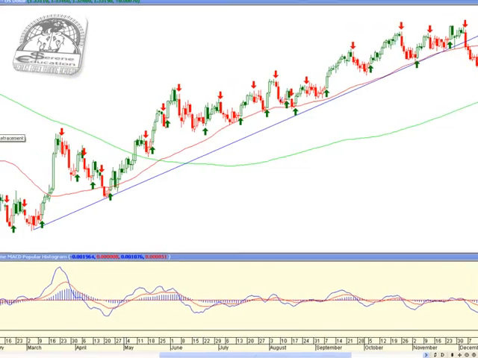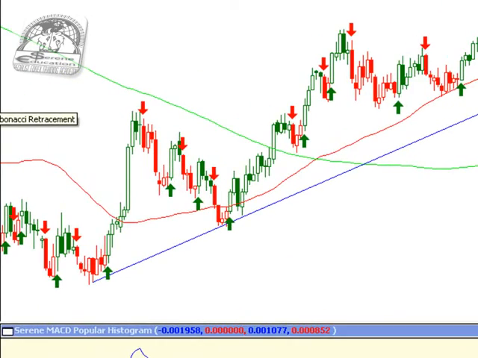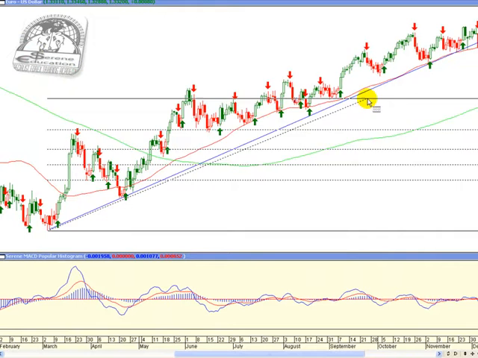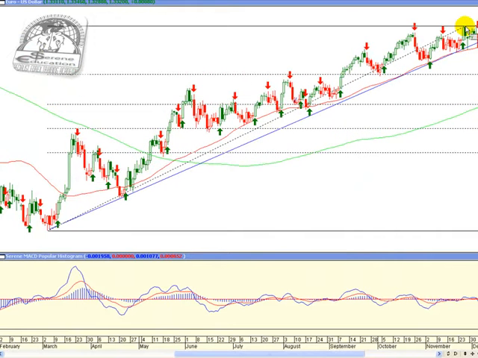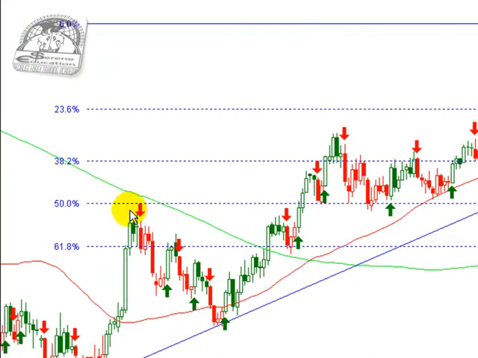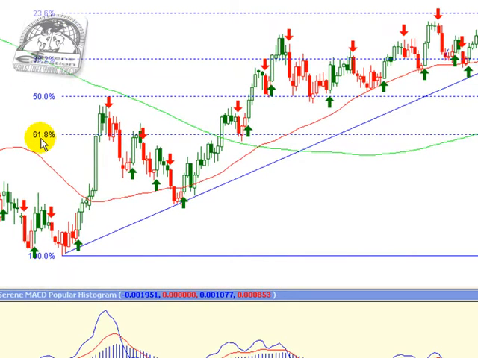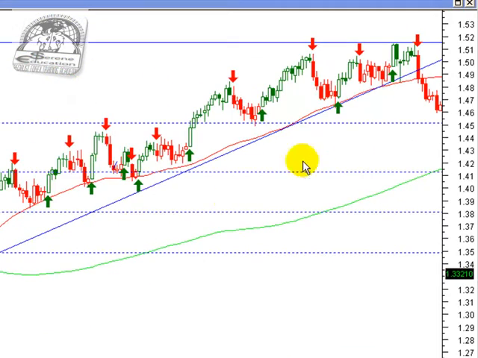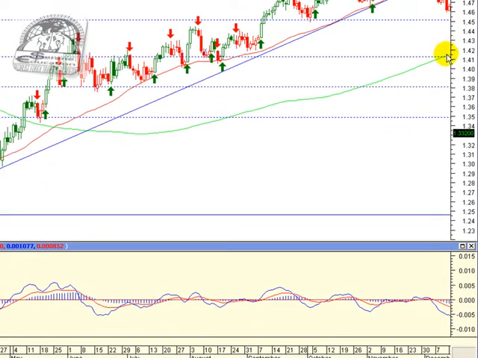So if we come across over here and we click on Fibonacci Retracement, we take it from the low point up to the high point and let it go. Here we have been given our areas of support and resistance: 23.6, 38.2, 50, 61.8 and 100%. So what this is telling us, this is an area where price can come to before it makes a change in direction, or if it breaks through it can come down to this area and so on.